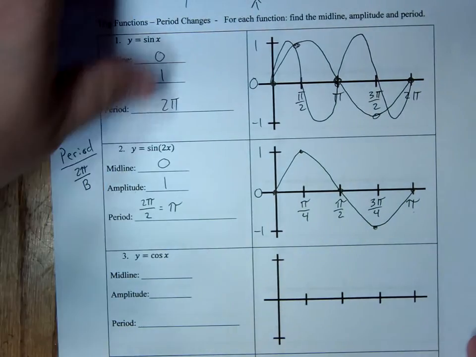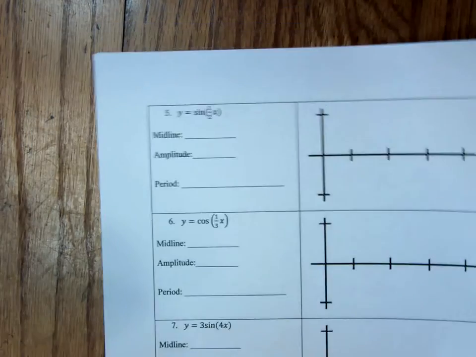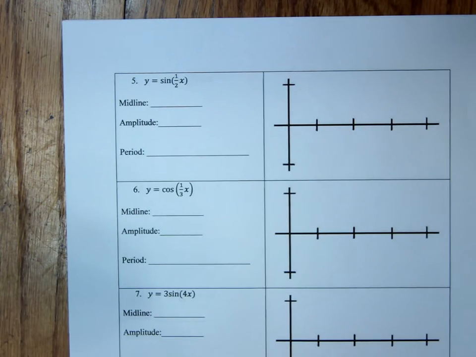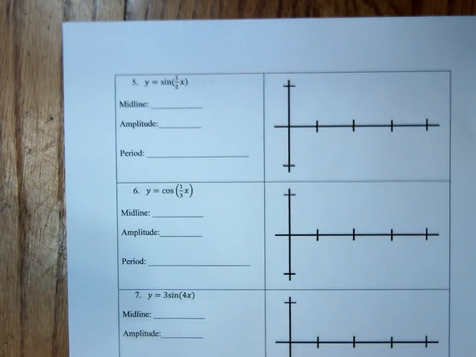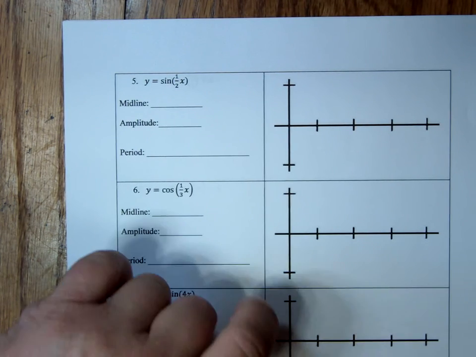Alright, I'll let you guys do 3 and 4 on your own. Don't do them now. But let's move on to something like 5. Go down to 5. If you print it off, go over to number 5.